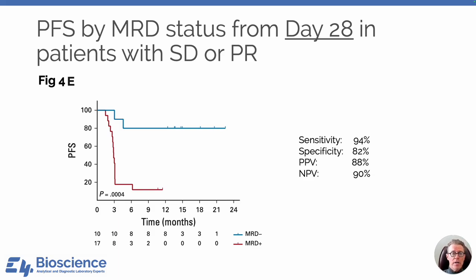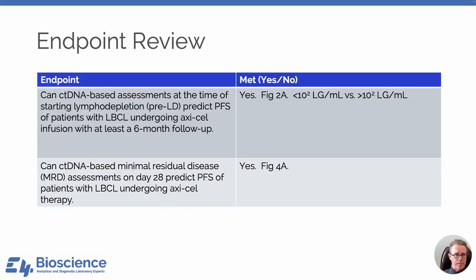In fact, using just MRD status and looking at PFS, we can use the data to calculate some laboratory numbers. And so this test for these patients has a sensitivity and specificity of 94% and 82% respectively, and a positive and a negative predictive value of 88 and 90% respectively. So, you know, it's a pretty good assay, all things considered.